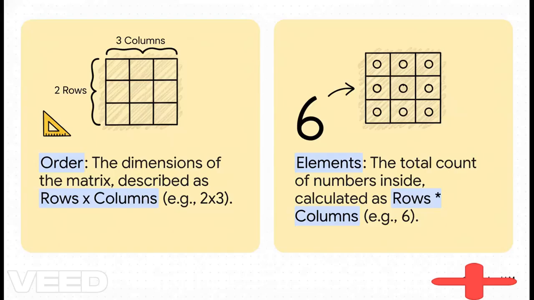Now, there are two key terms you're going to hear all the time. First is the order. That's just a fancy word for its dimensions or its size. We always read it as rows by columns. So a 2 by 2 matrix has 2 rows and 2 columns. Then you have the number of elements. This one's even easier. It's just the total number of numbers inside the box. You just multiply the rows by the columns.